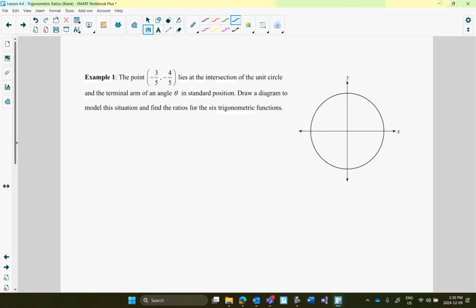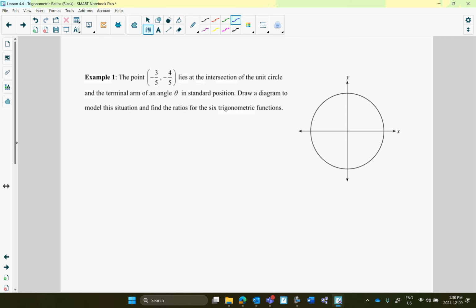So here, these ones, remember, we can find all the trig ratios if we have a right triangle. So we want to make a right triangle on a coordinate grid. The point -3/5, -4/5 lies at the intersection of the unit circle and some angle. I don't know what it is. Draw a diagram to show this situation. Find the 6 trig ratios.